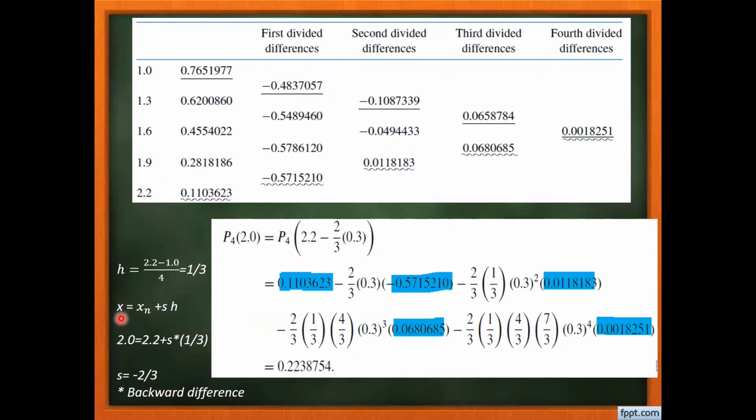Here, the definition of x is a little different for backward difference interpolation. x is equal to xn plus sh. So xn is 2.2. We want to calculate the value at 2, so x will be equal to 2. Here we can calculate the value of s, which is minus 2/3. And you can see that, as we have discussed, the value of s is negative in backward difference interpolation. So we substitute here x equals xn plus sh, where xn is 2.2, s is minus 2/3, and h is 1/3.